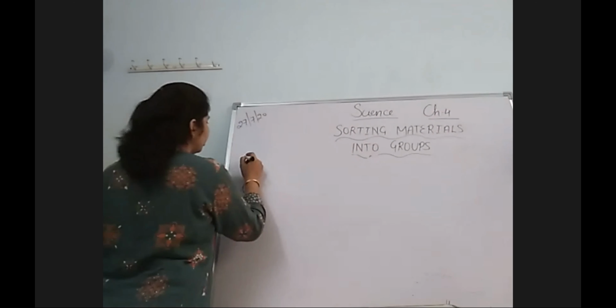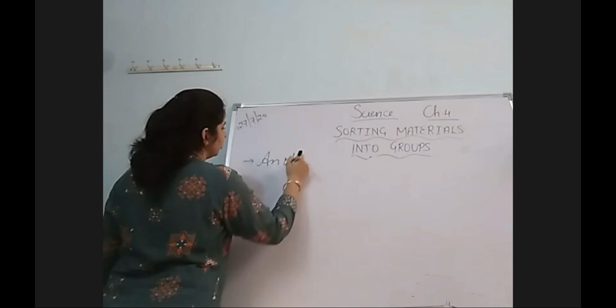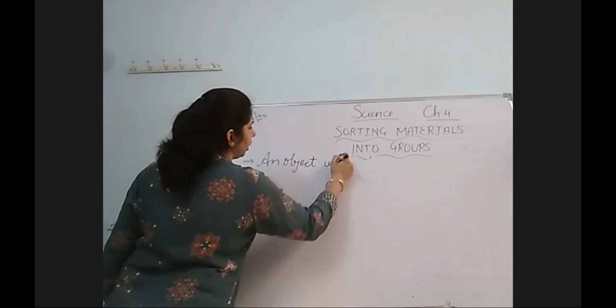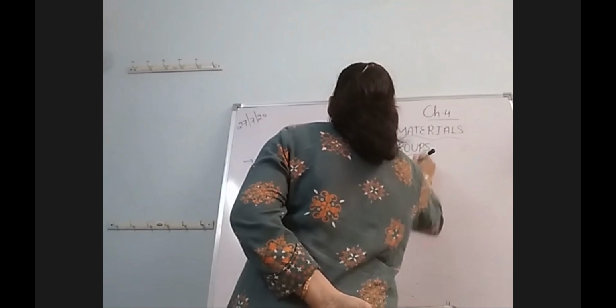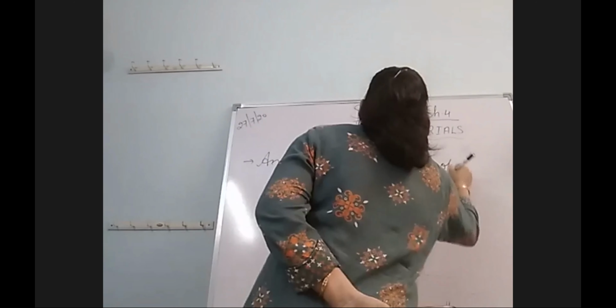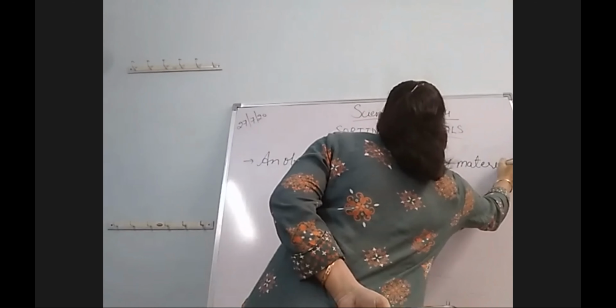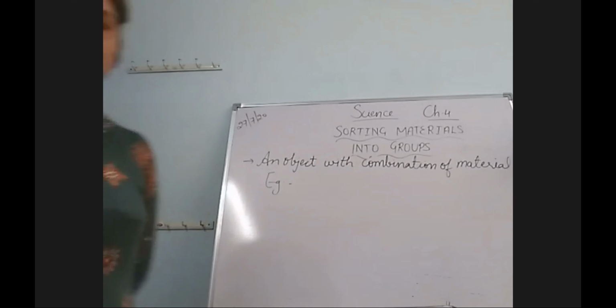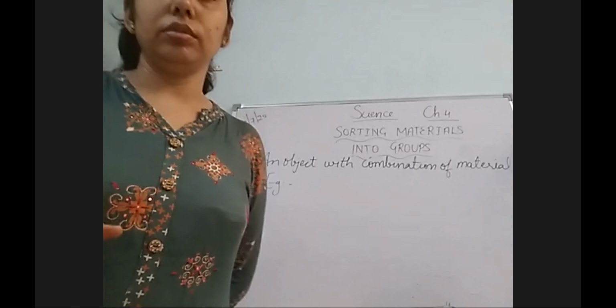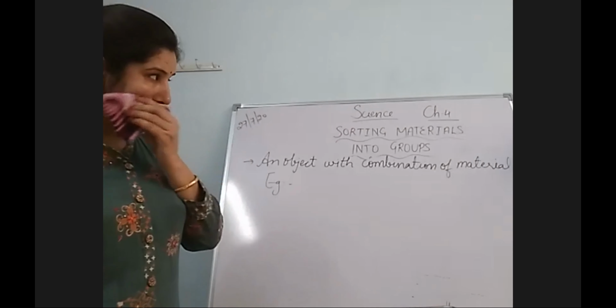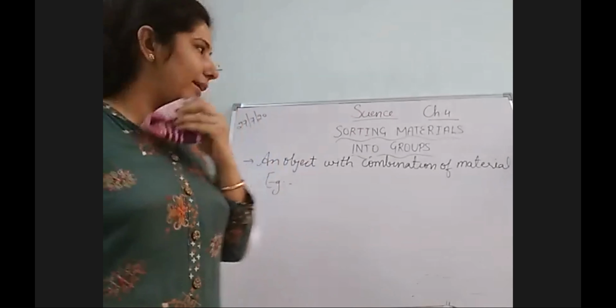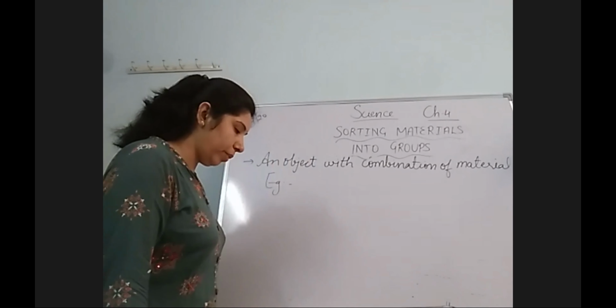So we were discussing an object with a combination of materials, right? Now, who can give me another example for this? Who can provide me another example for this? Raise your hand. Plastic. One object with a combination of materials.